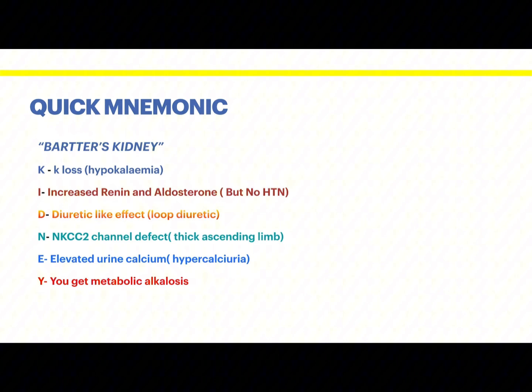And in the end, if I want to give a quick mnemonic, that is Bartter's kidney. Here, K for potassium loss or hypokalemia, I for raised level of renal aldosterone but no hypertension, D for diuretic, typically loop diuretic, N for NKCC2, the channel defect of the thick ascending limb, E for elevated urinary calcium or hypercalciuria, and Y for you get metabolic alkalosis.